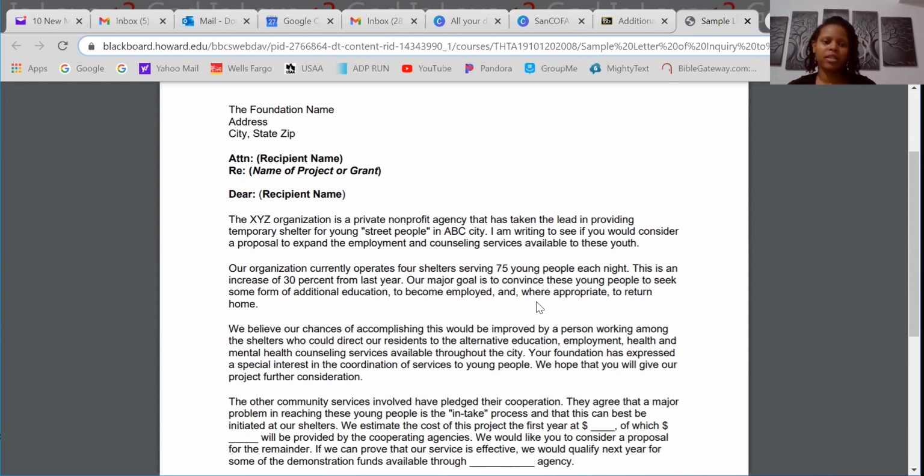Okay, they go right into, again, this is a facetious letter, so they're using some ABCs and 1, 2, 3s. In this case, they say the XYZ organization is a private nonprofit agency that has taken the lead in providing temporary shelter for youth on the street in ABC city. So right here, they're listing who they are, where they're located, and they're talking immediately about what they're doing. So all in all, three major points already within their first line: who they are, where they're located, and what they're about.